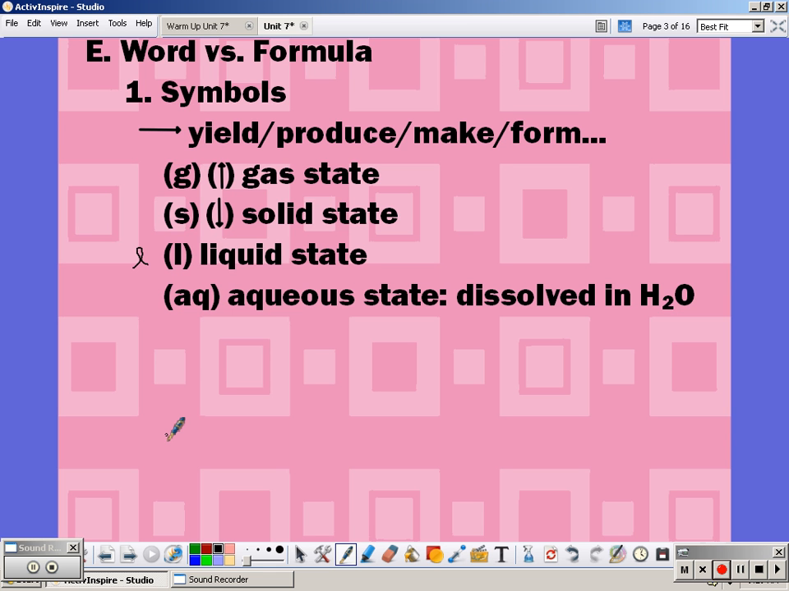So water is not actually aqueous. Water is typically a liquid. Now if we wanted water to be a solid, we would call it ice. If we want water to be a gas, then we would call it steam or water vapor. So when you just see the word water, that's typically water as a liquid. Again, water cannot be aqueous because aqueous means it dissolves in water.